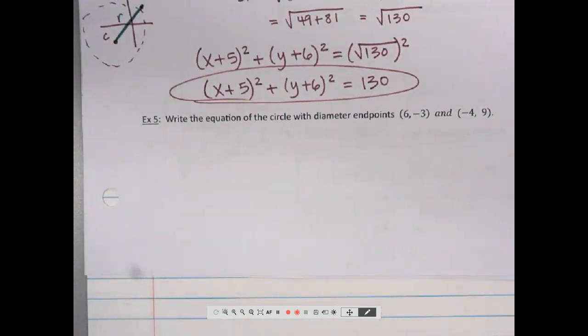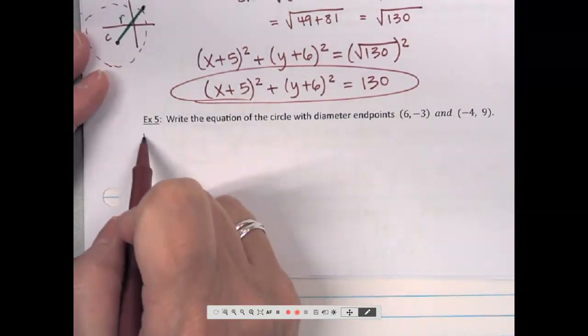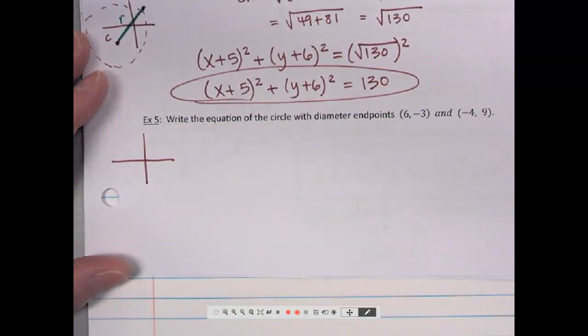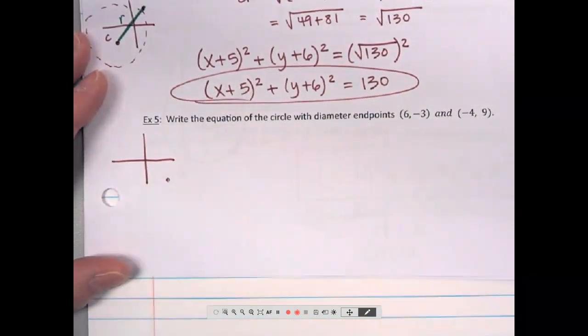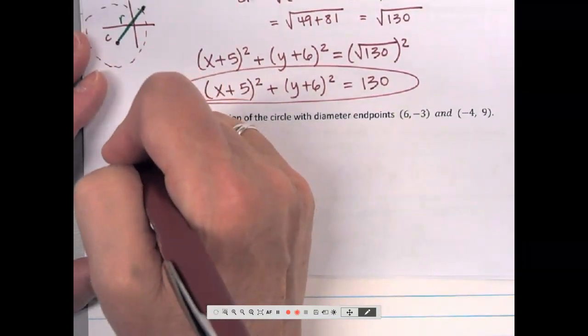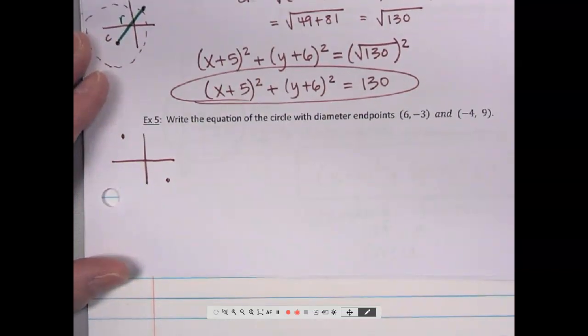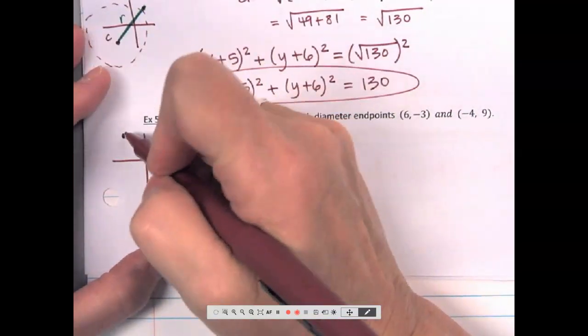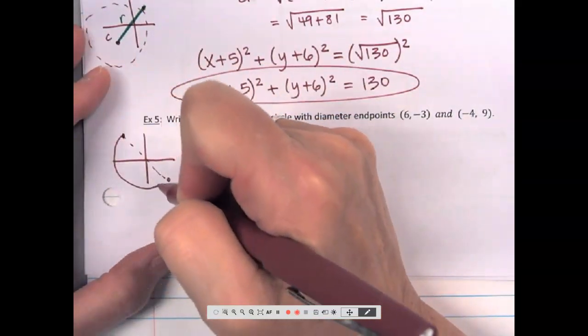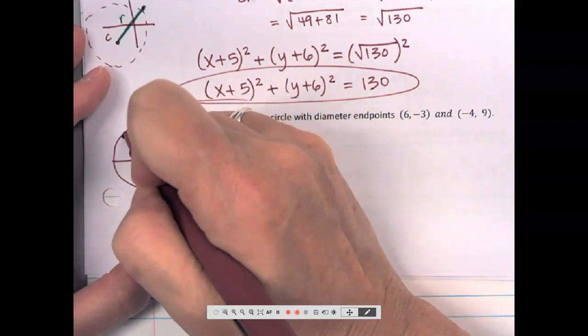Okay, write the equation of a circle with diameter endpoints 6, negative 3, negative 4, 9. Okay, I'm going to do another little rough sketch. It is not going to be accurate. I'm just getting an image of what's going on here. 6, negative 3 is somewhere down here in the 4th quadrant. Negative 4, 9 is somewhere up here in the 2nd quadrant. And that forms a diameter of my circle. Well, that means that the circle is something like that.